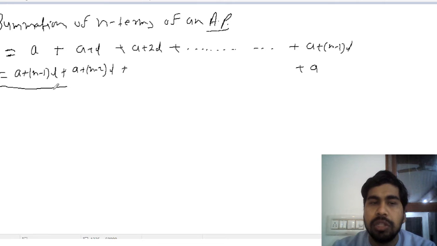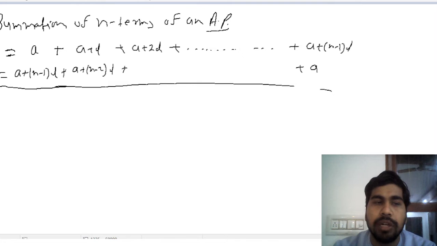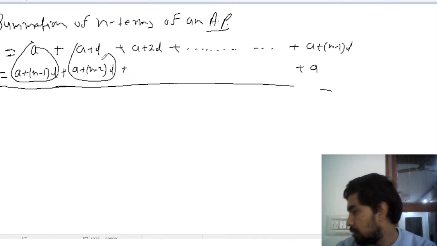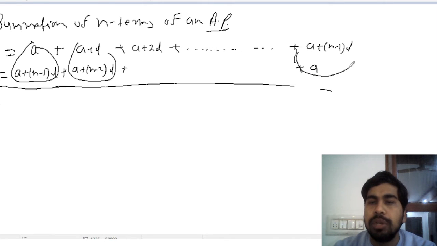For the summation, we will add both the expressions of Sn. This is the twice of Sn. And we can see that the summation of these terms is 2a plus n minus 1 d. This is also 2a plus n minus 1 into d, and this is also 2a plus n minus 1 into d.